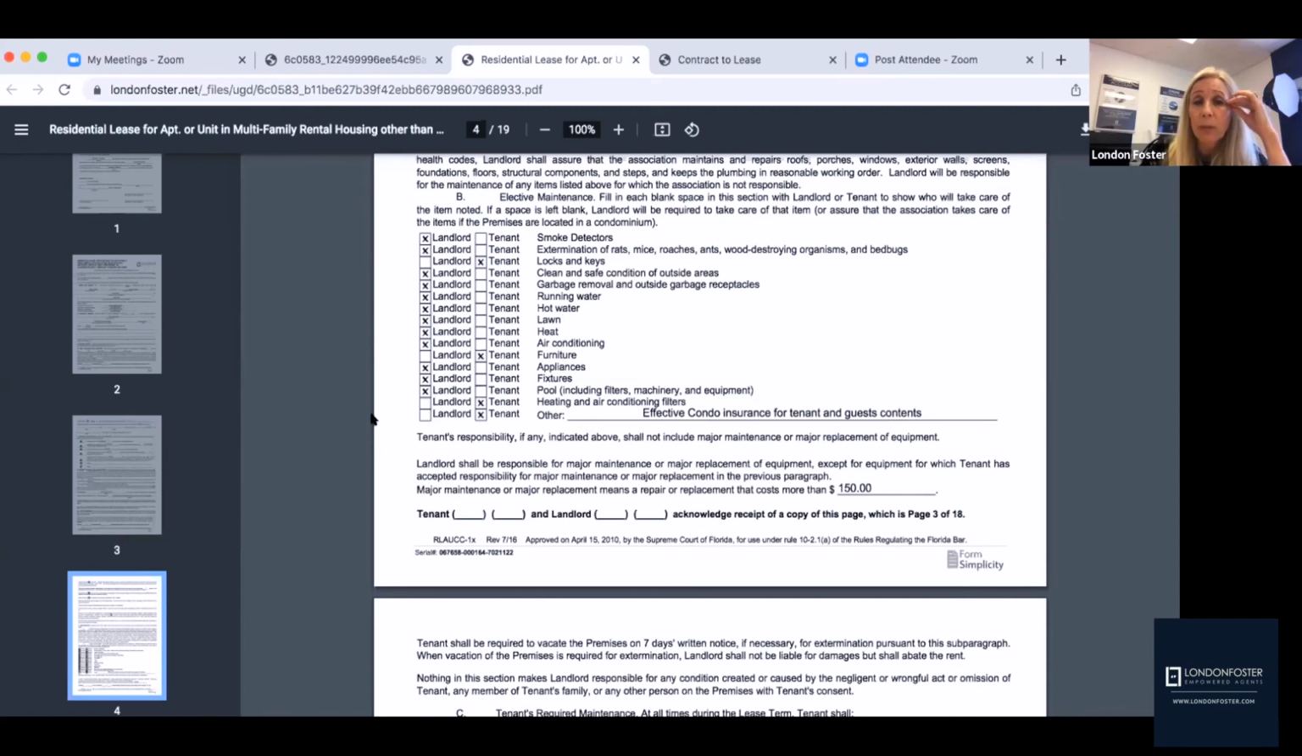The tenant responsibility, other. I always put condo insurance for tenant and guest contents. The reason I write this on here is because most of my owners don't want to be responsible if the condo above leaks and floods their apartment for the contents, the owner's stereo, the owner's clothing, the owner's computers, etc. Or if the apartment is broken into. So this is very important. I always put this on here, and effective condo insurance for tenant and guest contents.